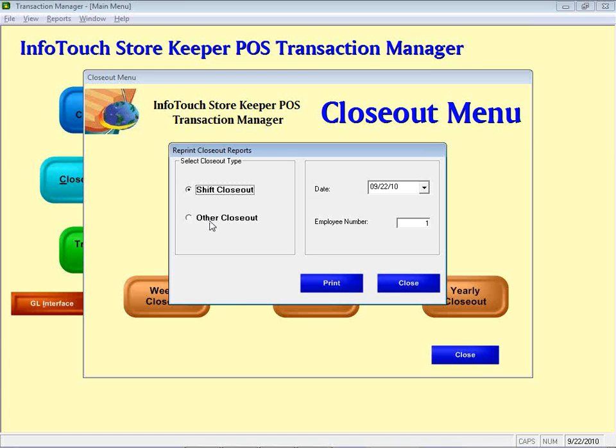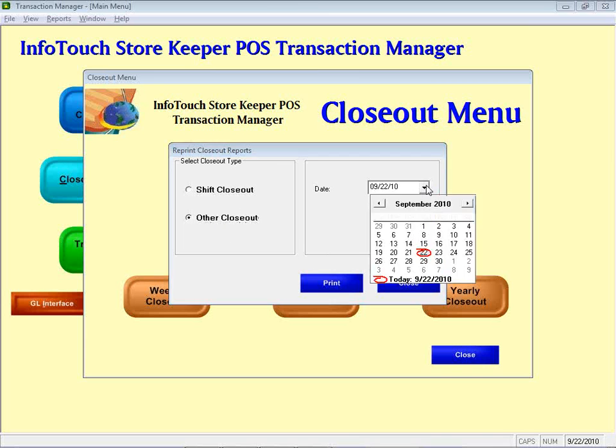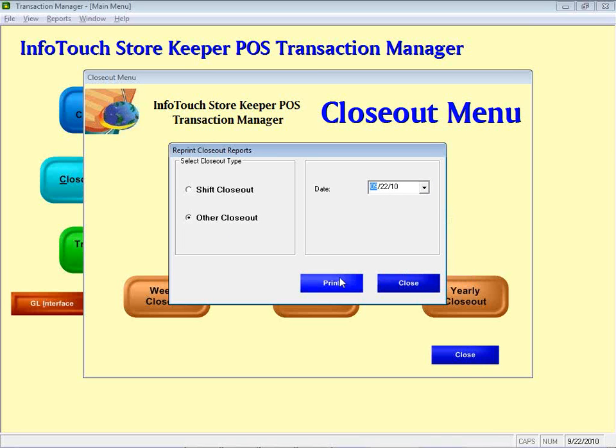And I haven't done a shift closeout today, so presumably it's going to tell me you can't find the file. Anything else, daily, weekly, monthly, or yearly, is classified as an other closeout. The employee part disappears because there's just one for the store. And again, you select a date, hit print. If you did a closeout on that date, you would then get your standard Windows printer dialog and can print the closeouts to there.